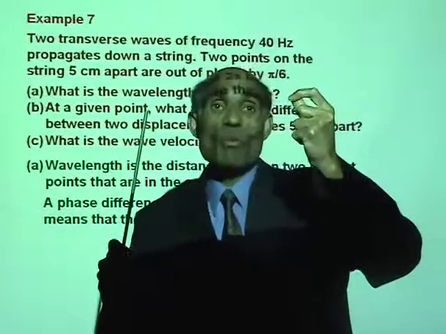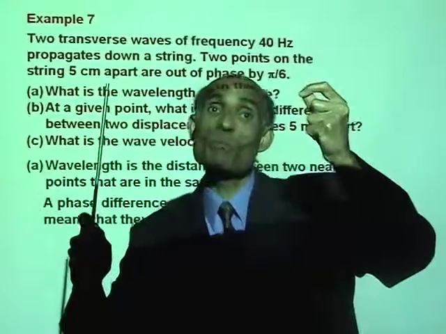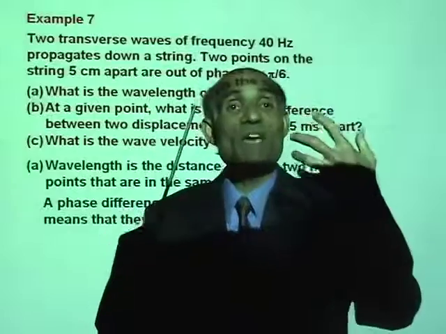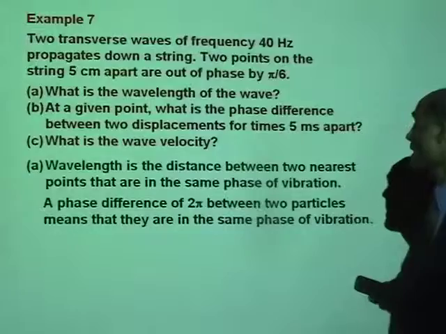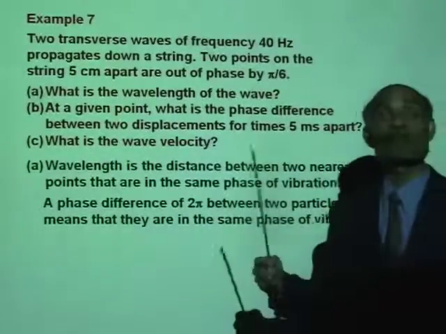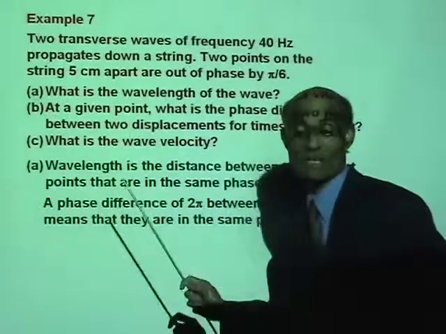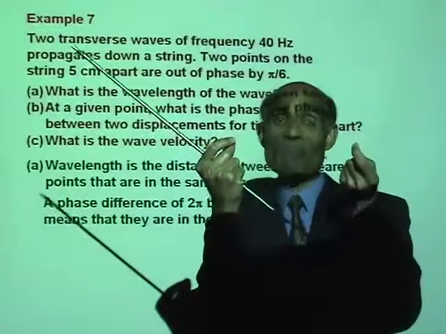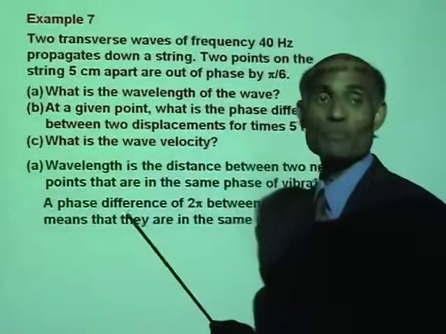For example, when one particle completes one vibration, a second particle begins to vibrate. They are in the same phase of vibration. You can say the phase difference is 2 pi. So a phase difference of 2 pi between two particles means that they are in the same phase of vibration. So we are looking for wavelength. That means, what is the distance between two particles that have a phase difference of 2 pi? That's what we're looking for.